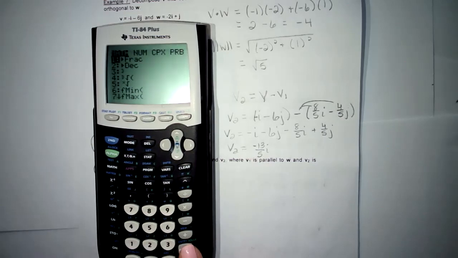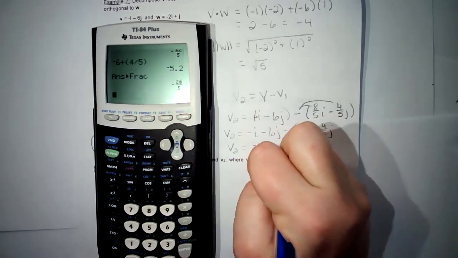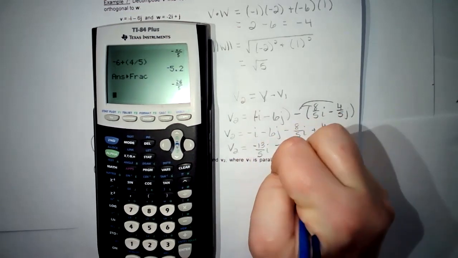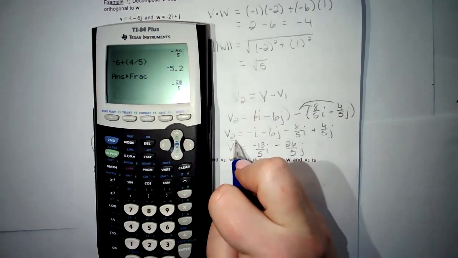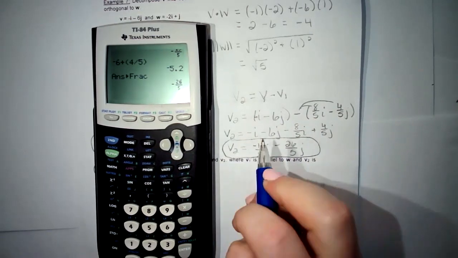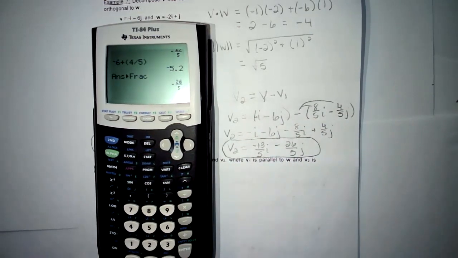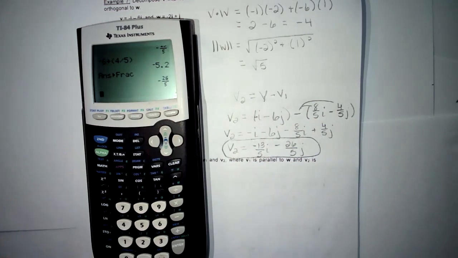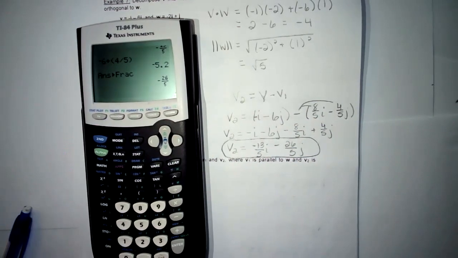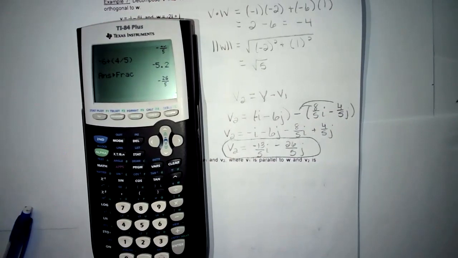Everybody know how to change decimal to a fraction? You comfortable doing that? Okay. Minus 26/5 j. Now that one's not so easy to look at and tell that it came from the vector and it's parallel and all that good stuff. So I'm just going to trust my math. And then there you go. So somehow through the magic of trig, we did it, but we finished the packet. So we are good.